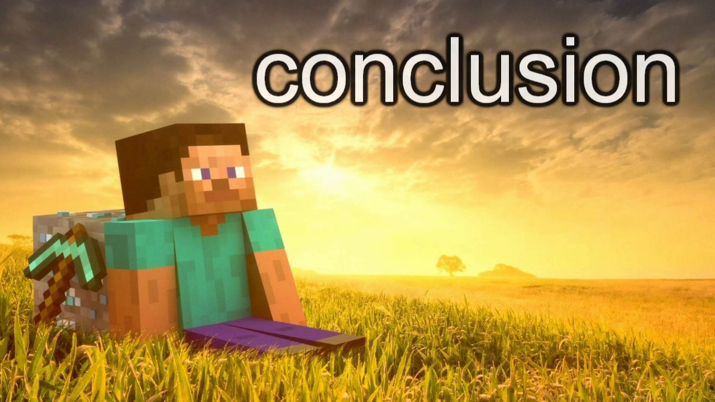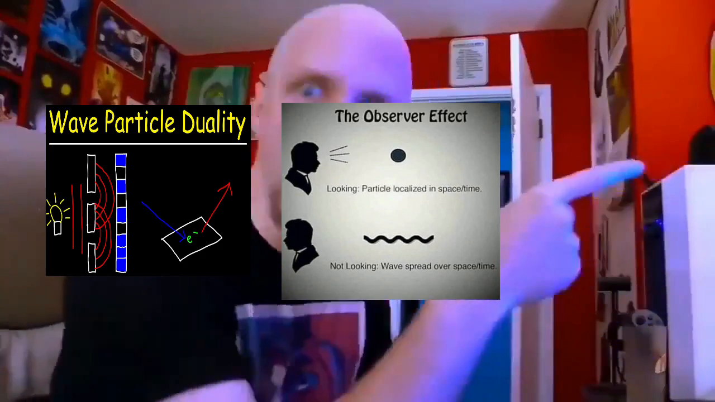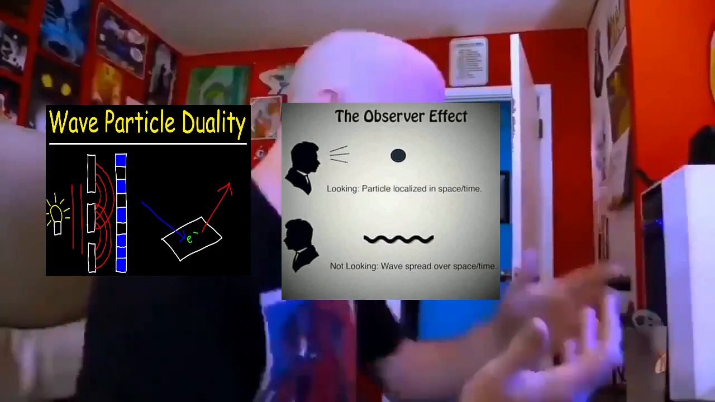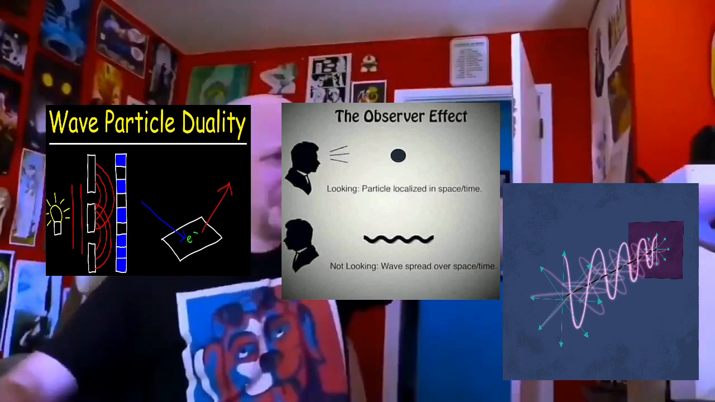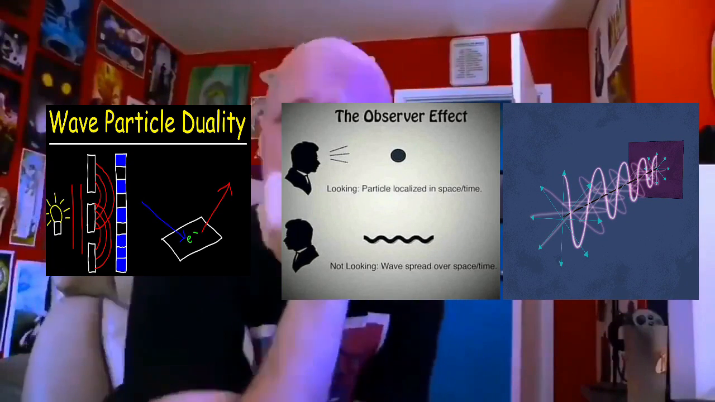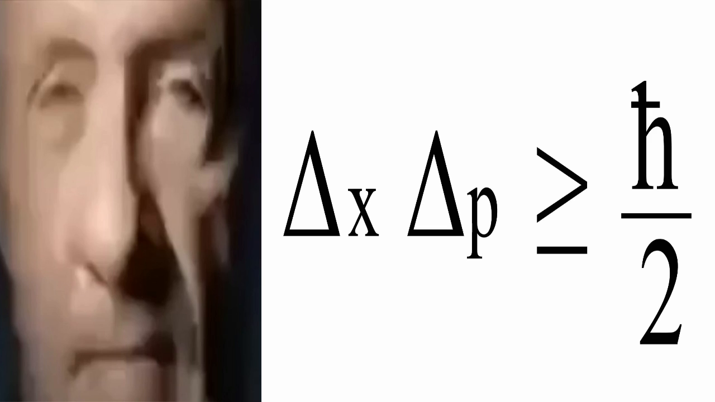In conclusion, we've looked at wave-particle duality, the observer effect, which causes things to change between being a particle and a wave only when they're measured. Superposition, that states coherent particles are in all of their probable states all at once, and the fundamental concepts, Schrödinger's cat, and Heisenberg's uncertainty principle.